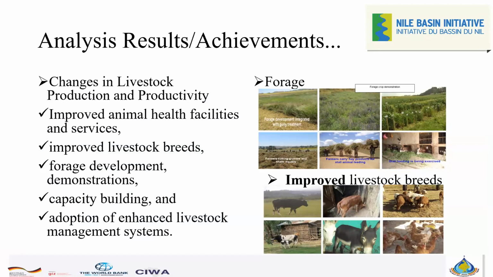Livestock in terms of breeds, the best performing breeds improved because of the introduction of different breeds to the area. Forage development increased the quality of forage supply to the production of these different stock in the area. There was also capacity building as a result of the intervention of this project, an enhanced livestock management system through an improved package of inputs in the area of livestock production.